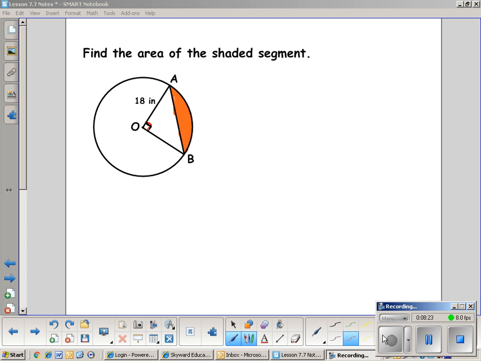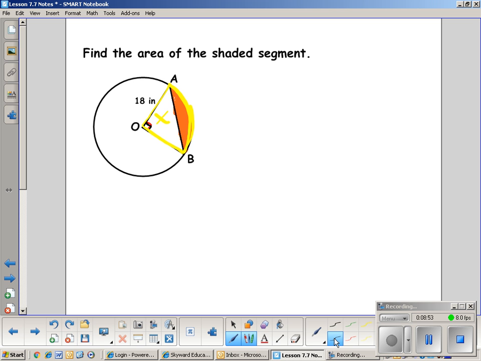So here's an example. We want to find the area of this segment. Okay. So we're going to find the area of the whole sector. Highlight that in yellow. There's the whole sector. We'll find the area of that whole sector. We'll subtract from it the area of this triangle in here. Okay?